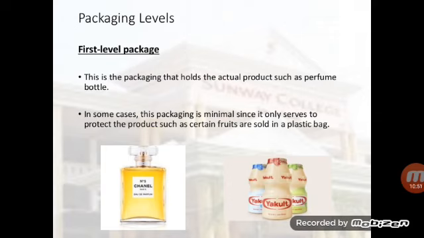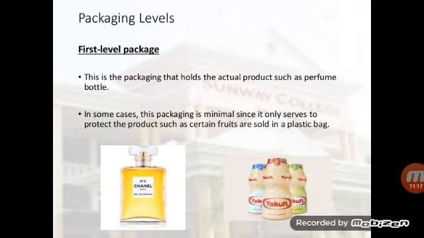And the primary packaging serves two important purposes. The first purpose is to protect the product. Let's look at the example here, Chanel perfume. Perfume comes in a liquid form, and you need something to hold that liquid, which is a bottle.